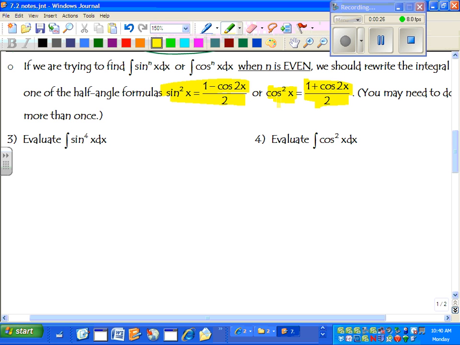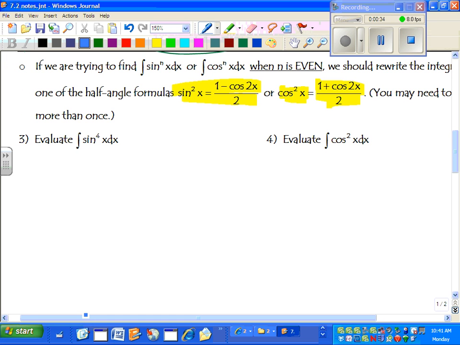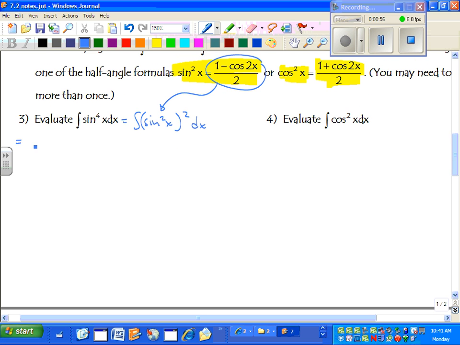So one of these two is what we're going to need. And sometimes we may need to do this more than once, and that's going to happen here in number 3. So for number 3, what we need to do here is rewrite sine to the 4th as sine squared, squared. But in place of sine squared, we're going to use this identity. Leave some room because this one's going to take a little bit more space than number 4 is. This one, we're going to have 1 minus cosine of 2x over 2, that whole quantity squared, times dx.